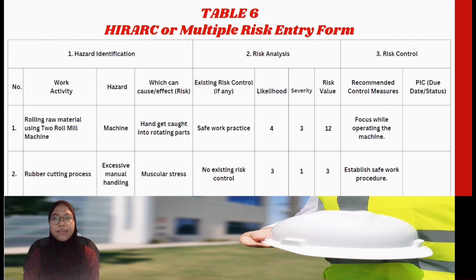The first work activity is rolling raw material, where the type of hazard is machine. The risk is hand getting caught in the rotating parts. The existing control is safe work practice. The value of likelihood for this work activity is 4 and the severity is 3. Next, the second work activity is the rubber cutting process. The hazard is excessive manual handling, which can cause muscular stress. The value of likelihood is 3 and the severity is 1.